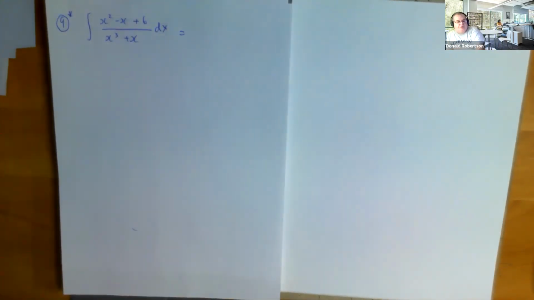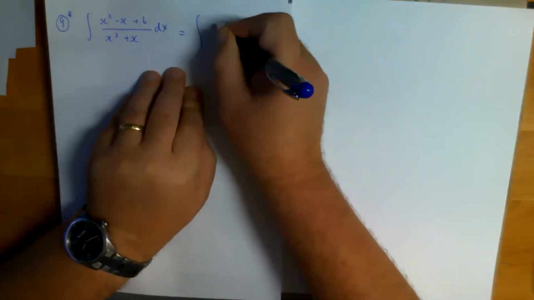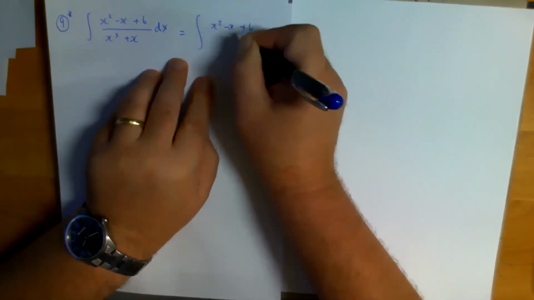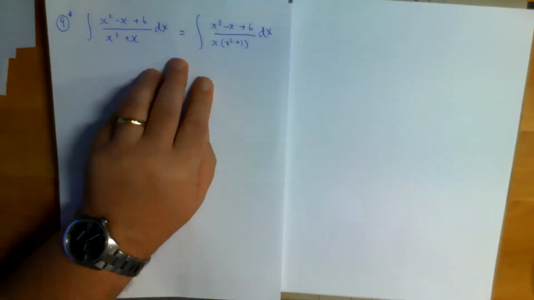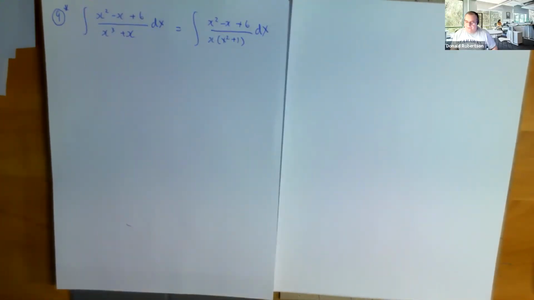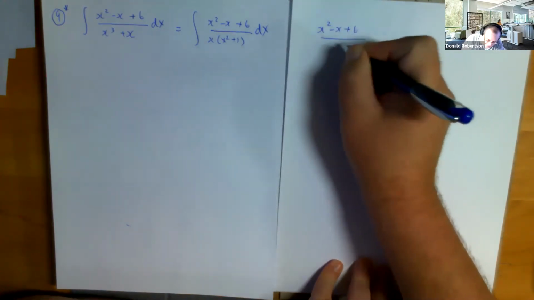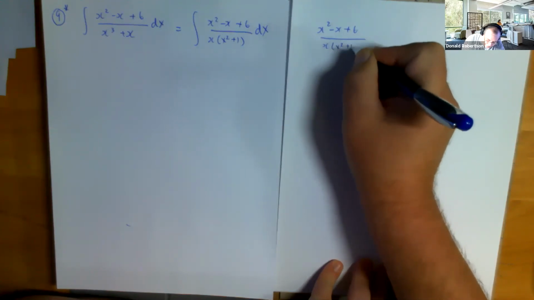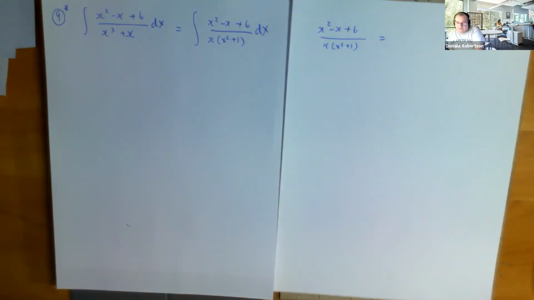Is there anything I should be doing to this before I can even start the partial fraction stuff? Factor out the x on the bottom. Right? Okay, let's do the partial fraction stuff now. How many partial fractions does this thing split into? How many pieces?